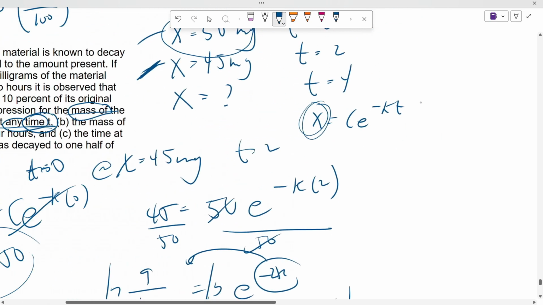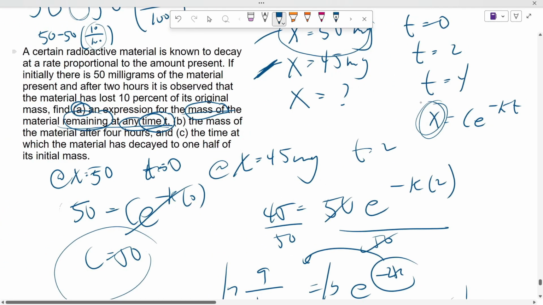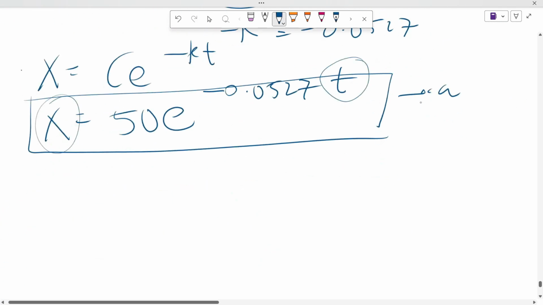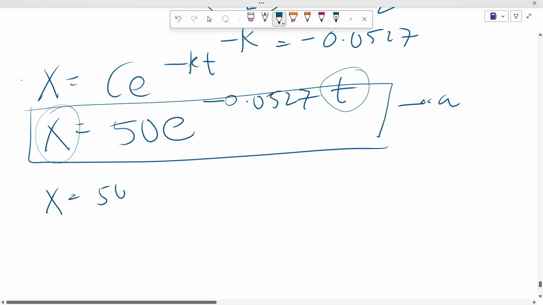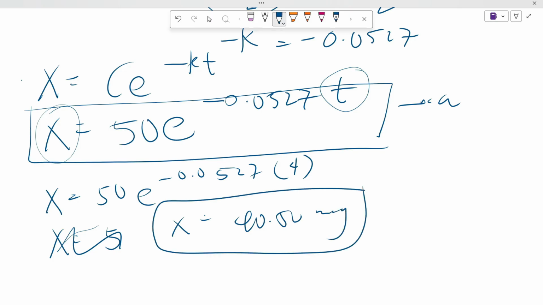So, letter B tayo, guys. The mass of the material after 4 hours. So, ibig sabihin, X equals sa 50 e raised to negative 0.0527 T. Yung T natin is 4 hours, guys. So, ano yung sagot dito? X equals sa 40.50 milligrams guys, at time is 4 hours now guys. So this is the answer for letter B.